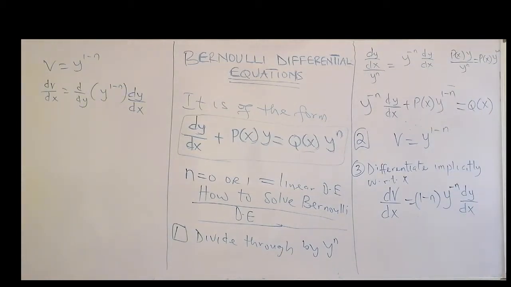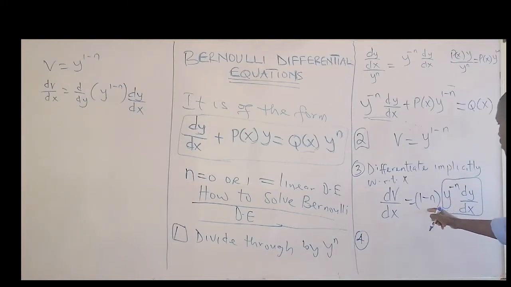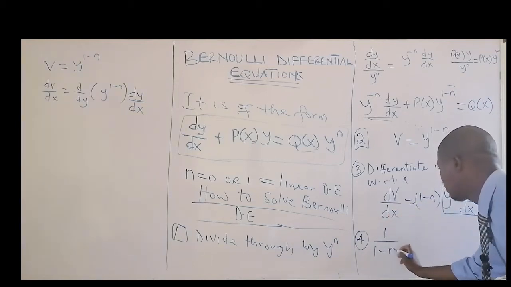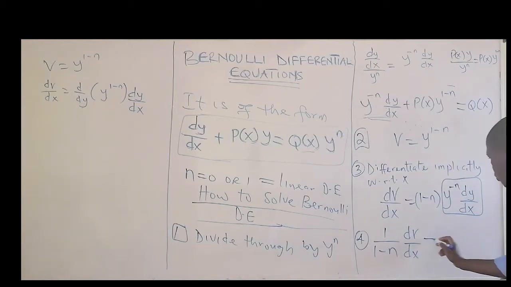Then the next thing to do is to make this the subject of the equation, because we want to change the variables here. Make that one the subject, and you are dividing all through by 1 minus n. That's 1 over 1 minus n, dv/dx, and that's equal to y to the minus n dy/dx. So that's that.